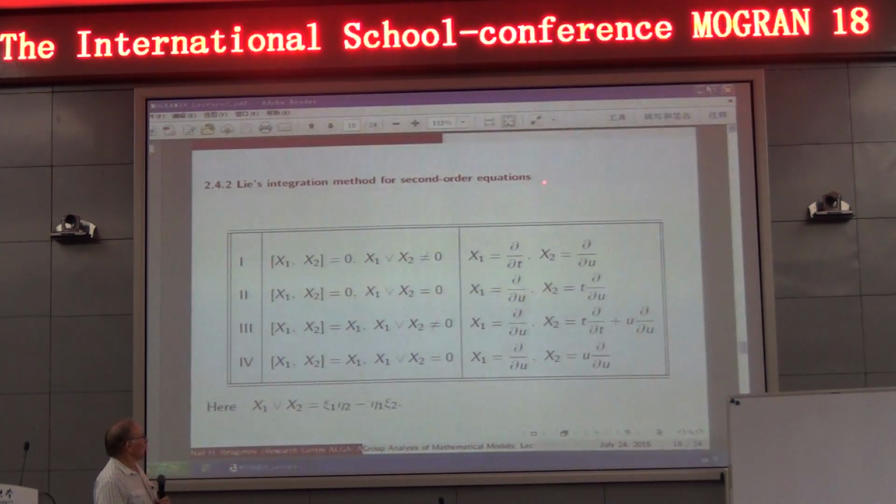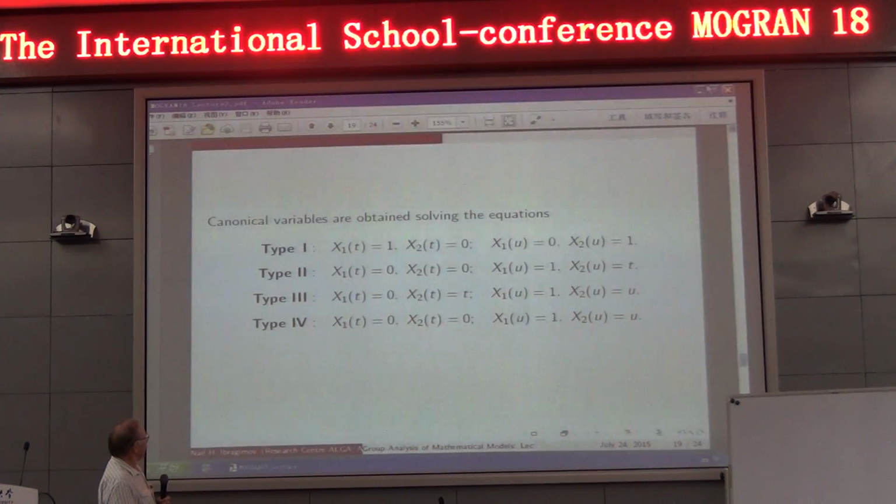And how to find those variables that are called canonical, t and u, so that the operators x1, x2 become a basis of power. And the result is given here, next sheet. So if your algebra is of type 1, it means they are commuting with each other, and then x1 times x2 is not 0. Then you solve these equations for t, 2 equations, and 2 equations for u.